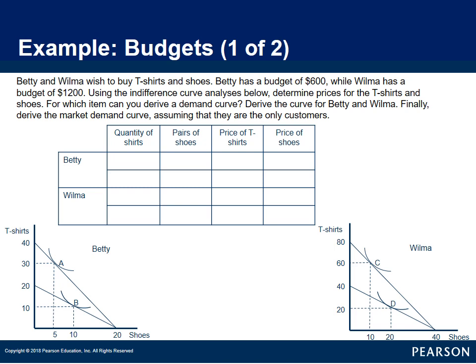So, given this scenario, Betty and Wilma wish to buy t-shirts and shoes. Betty has a budget of $600 while Wilma has a budget of $1,200. Using the indifference curve analyses below, determine prices for the t-shirts and shoes. Okay, that's the first thing that we need to do.